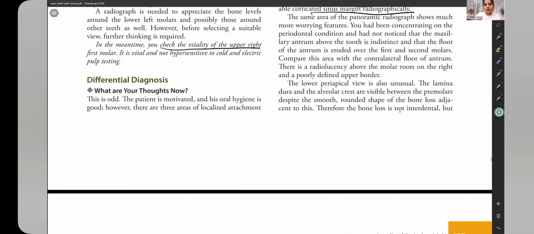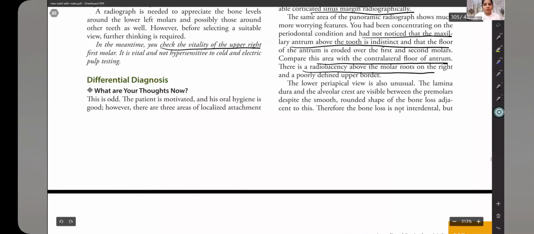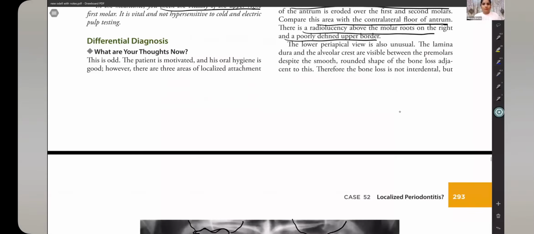You had been concentrating on the periodontal condition and had not noticed the maxillary sinus above the tooth is indistinct. The floor of the antrum is eroded over the first and second molars. Compare this area with the contralateral floor of the antrum. There is a radiolucency above the molar roots on the right and a poorly defined upper border. The lower periapical view is also unusual.